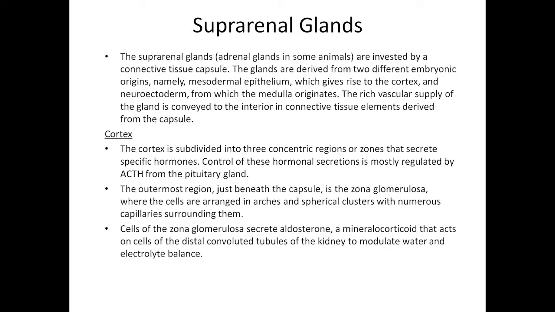Cortex. The cortex is subdivided into three concentric regions or zones that secrete specific hormones. Control of these hormonal secretions is mostly regulated by ACTH from the pituitary gland, as you know. The outermost region just beneath the capsule is the zona glomerulosa, where the cells are arranged in arches and spherical clusters with numerous capillaries surrounding them. Cells of the zona glomerulosa secrete aldosterone, a mineralocorticoid that acts on cells of the distal convoluted tubules of the kidney to modulate water and electrolyte balance, as you know.